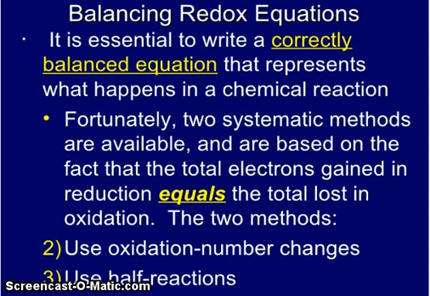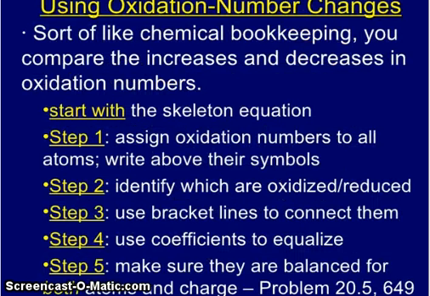So it is essential to write a correctly balanced equation that represents what happened in a chemical reaction. Fortunately, two systematic methods are available, based on the fact that the total electrons gained in reduction equal the total electrons lost in oxidation. The two methods use oxidation number change and half reactions. It is sort of like chemical bookkeeping: you compare the increase and decrease in oxidation number.